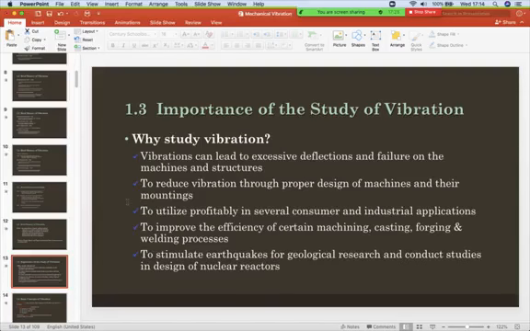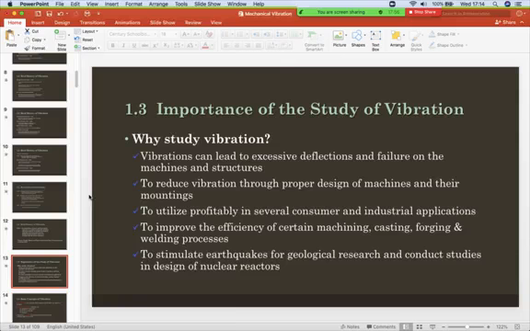So what is the importance of the study of vibration? Why do we study vibration? First, it can lead to excessive deflections and failure of the machine. So this is very, very practical. No? So sometimes over-vibration creates excess deflection and fails the machine and structure. So it will rupture and go beyond the safety factor, and the life is ruined practically because of vibration.